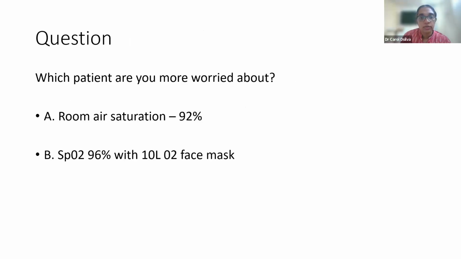So before I go on with this talk, I'm just going to leave you here with one question, which I want all of you to ponder about. There are two patients I'm showing you. One patient has a room air saturation of 92%. This is patient number A. And the second one is patient number B, who has a saturation of 96%, but he's maintaining this with 10 liters of oxygen on face mask. At this point of time, just ponder and think which patient you are more worried about. We will discuss this a little while later.